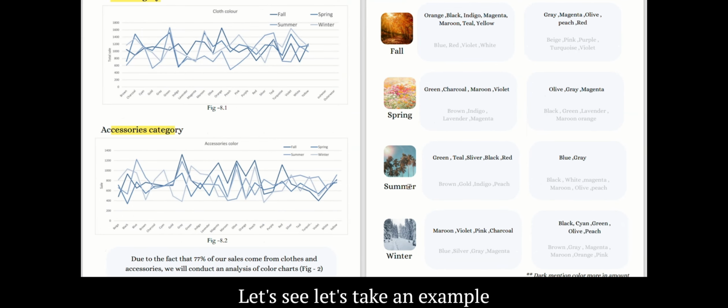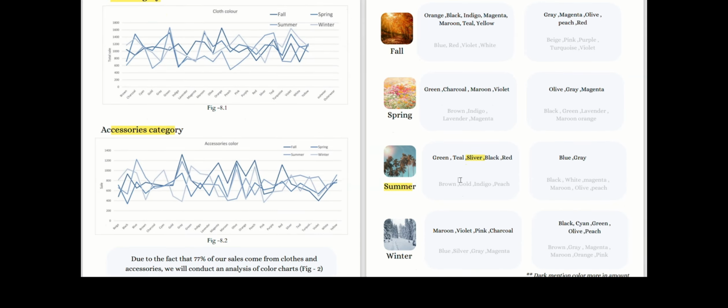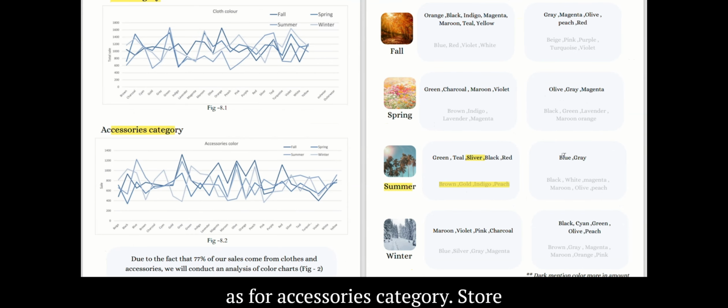Let's take an example. For summer, store silver color in the cloth category more, and brown, gold, and indigo in a lesser amount of product in the cloth category. If you see, and the same for the accessories category, store more product in blue and gray color and less in black and white color.